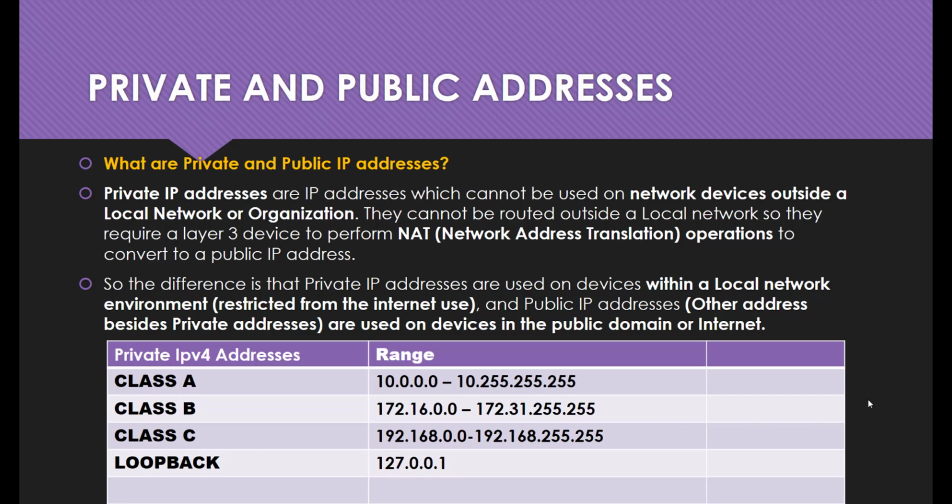So the loopback address is a special IP address that is used just to test your network card to see that it's performing the way it's meant to perform. So it's used mostly for troubleshooting a network. While class A, class B, and C private IP version 4 addresses are used within local network.